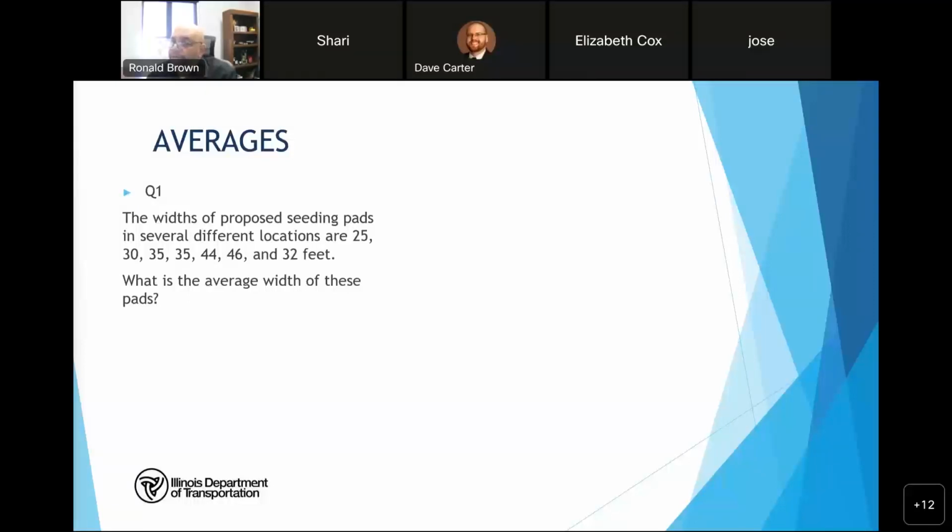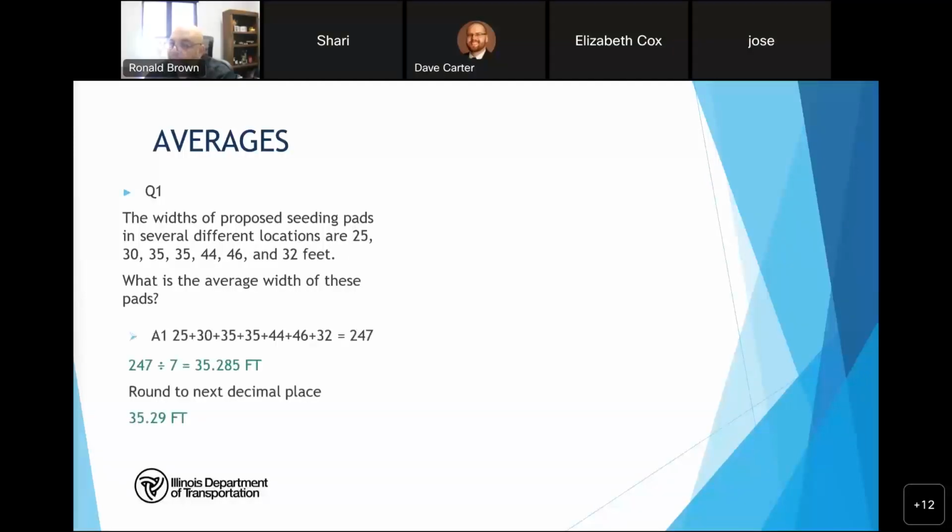Okay, moving into averages. The width of proposed seating pads in this example, at several different locations, is 25, 30, 35, 35, 44, 46, 32 feet wide. You'd like to know the average width of these seating pads.